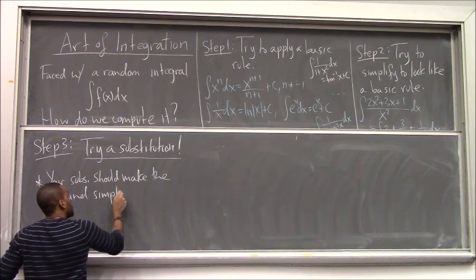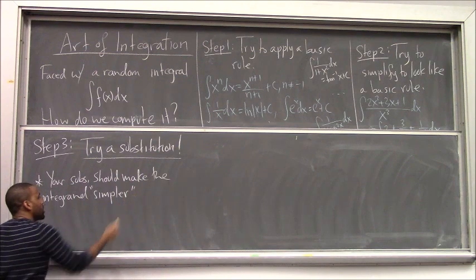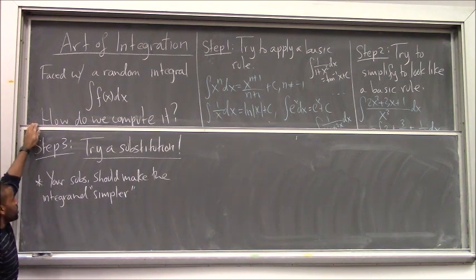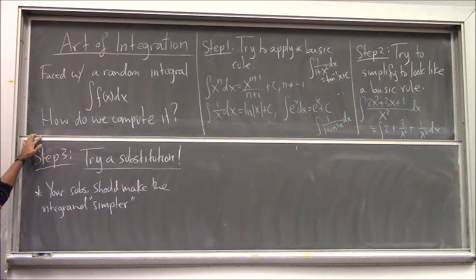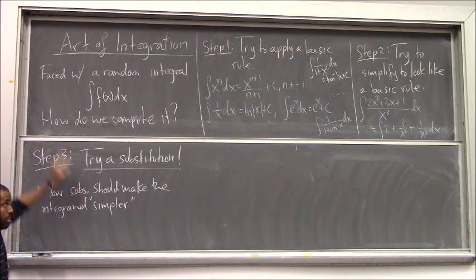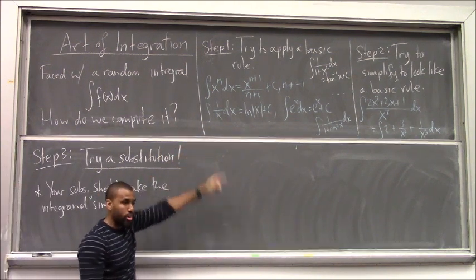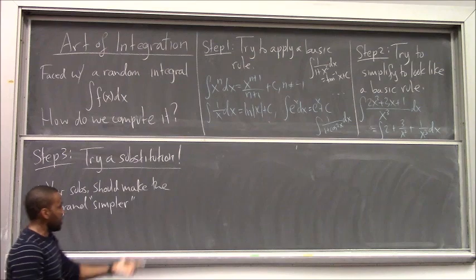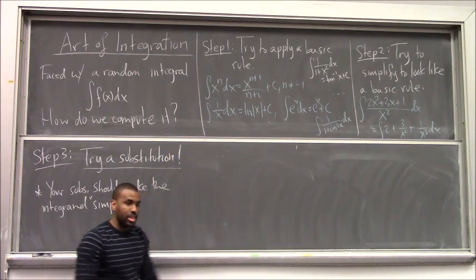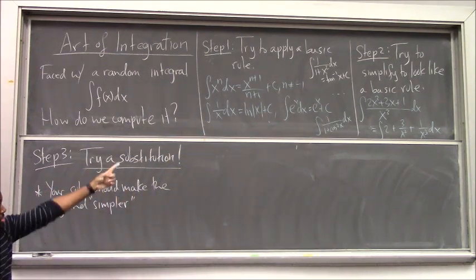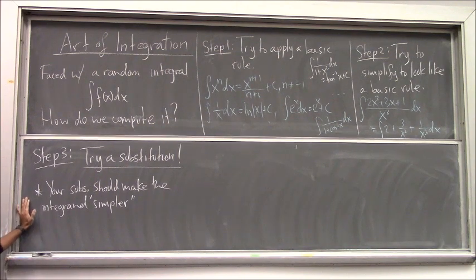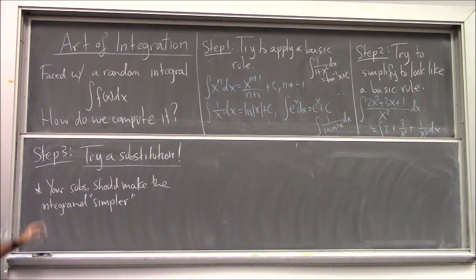Now, what do you mean, make it simpler? Simpler in the integration sphere means one very specific thing: look like something in step 1. Can you do a substitution to get what you're looking at to look like one of those guys? That is simpler. These guys are the simplest things there are in the integration world. You try to get a substitution to get back to that.